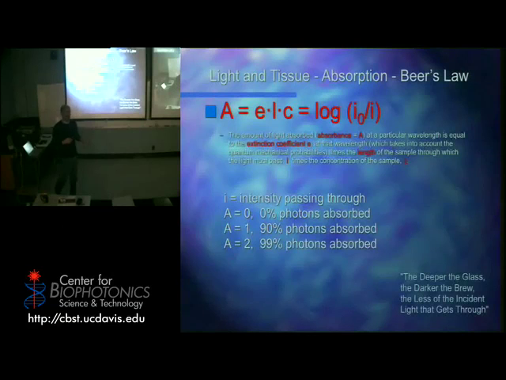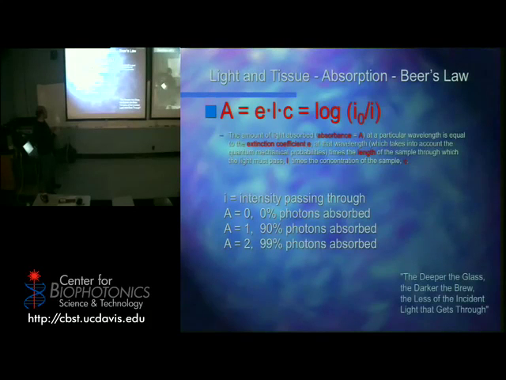Some of you might have tried some of those things, but you can do that through absorption and knowing this information. Just to give you a sense, an absorption of 0 is equal to 0 photons being absorbed. An absorption of 1 is equal to 90% of the photons being absorbed. And that's because of this log function.